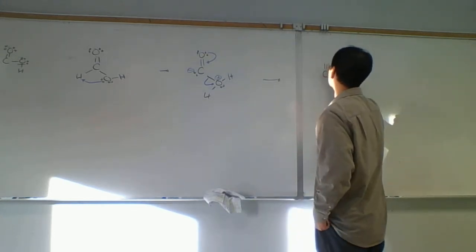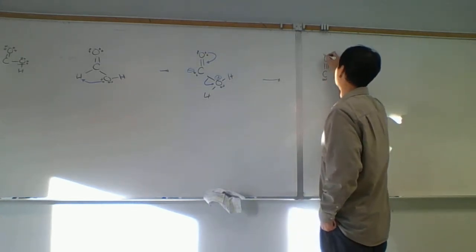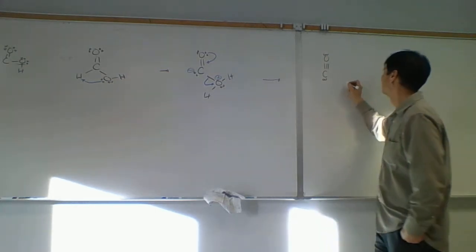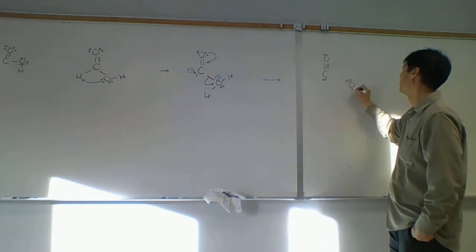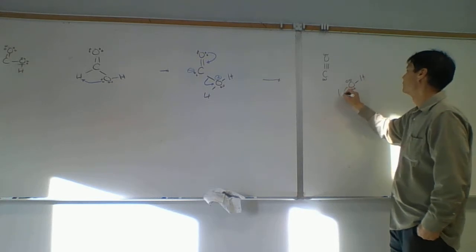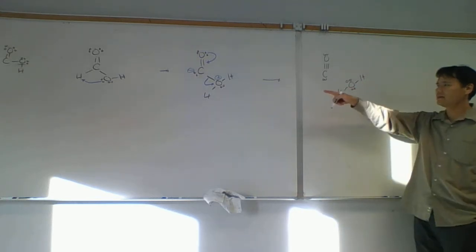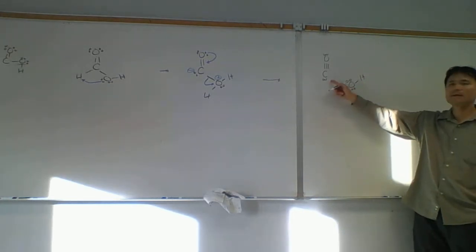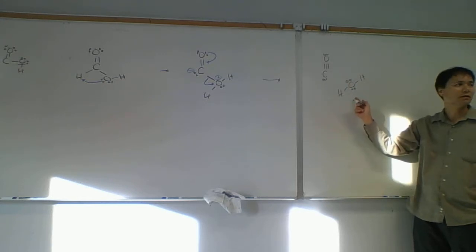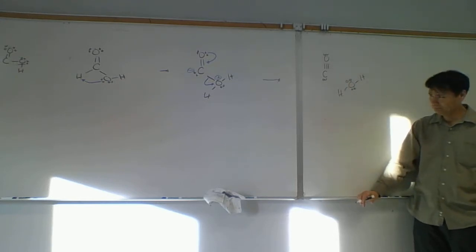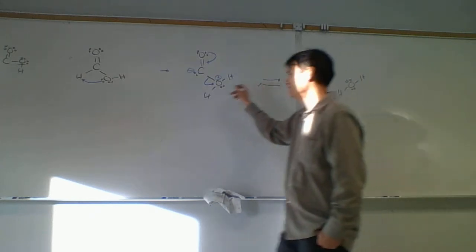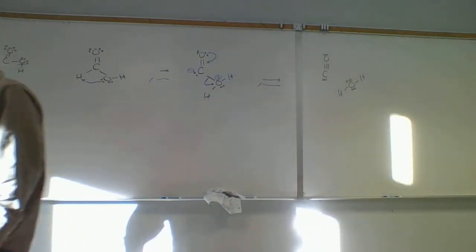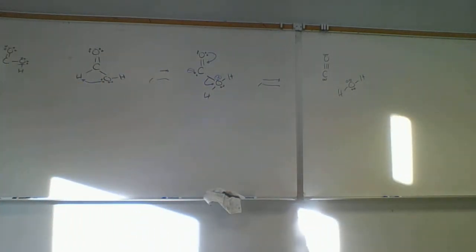We end up with this and this. And so formic acid can decompose into carbon monoxide and water. Is this very favorable? No. It's not very favorable. However, with an acid catalyst, you can make it much more favorable.